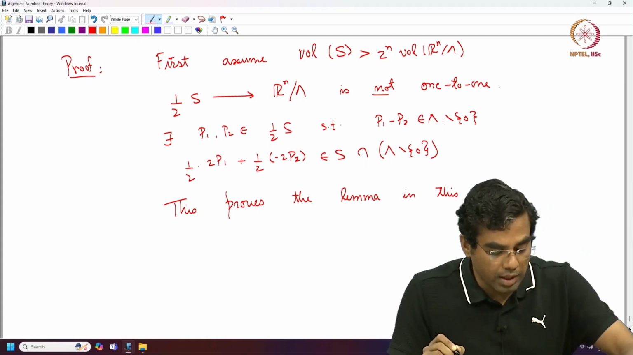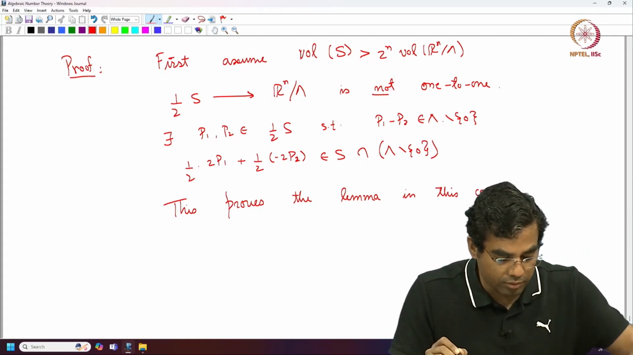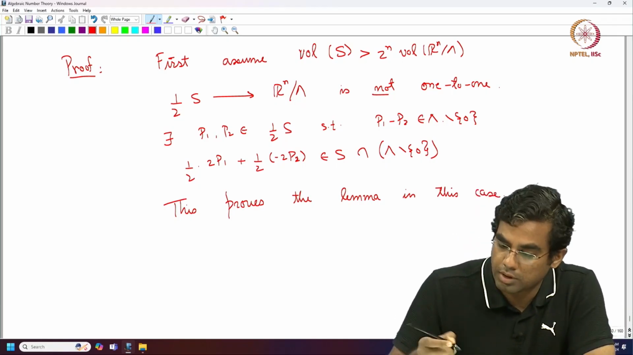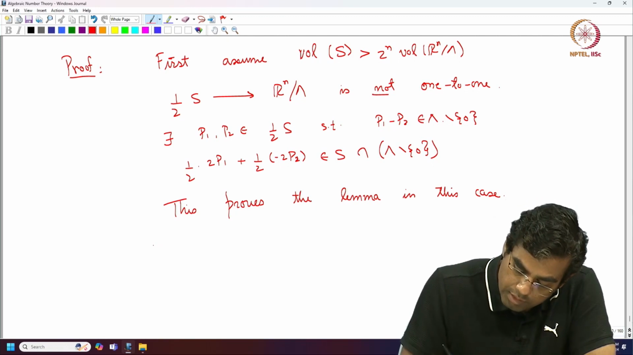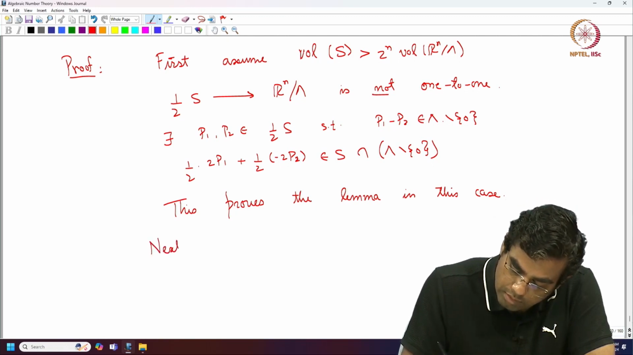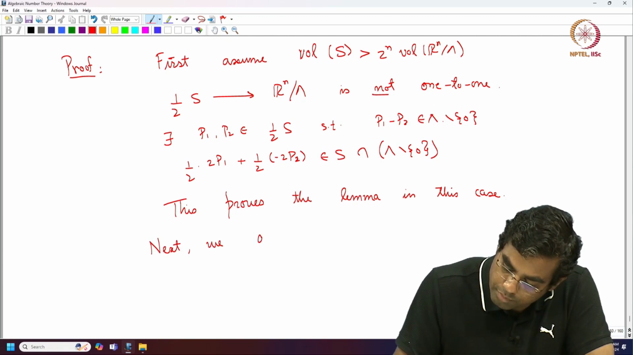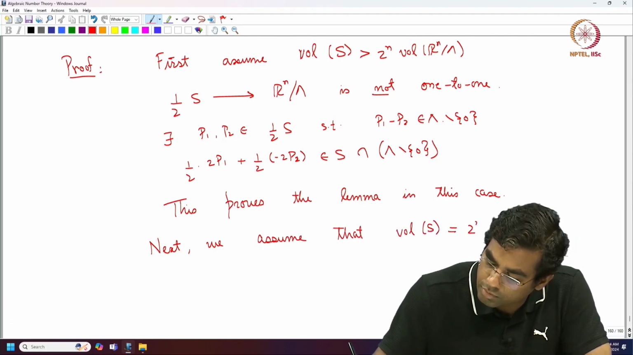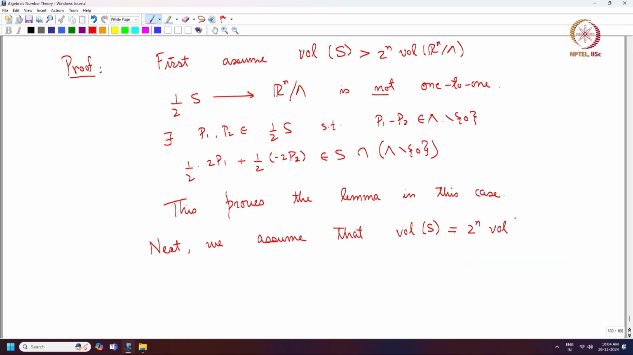Next, we want to prove the lemma in the case when we assume that volume of S is exactly equal to 2 to the n, right, that is the only case remaining. So, next we assume that volume of S is exactly equal to 2 to the n times volume of R to the n by lambda. Okay. So, the idea in this case again is simple.